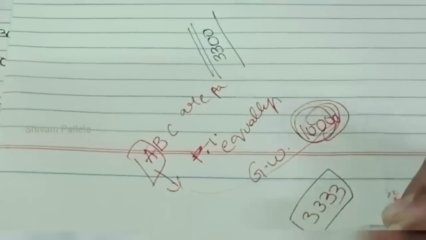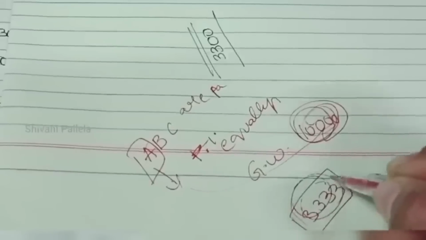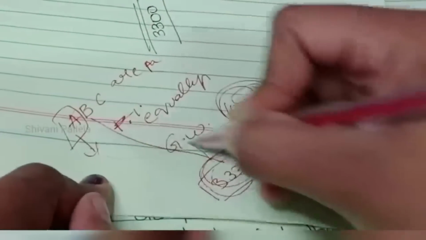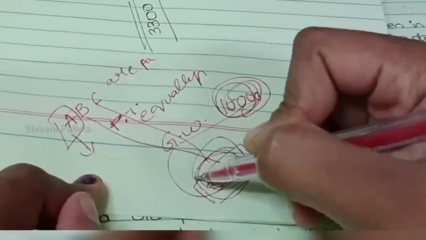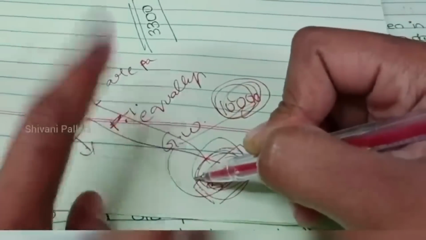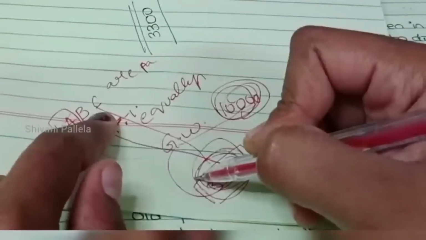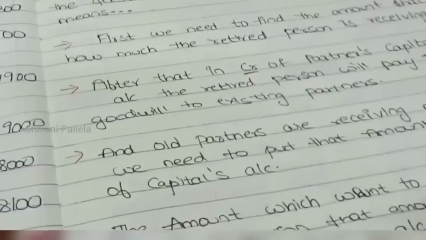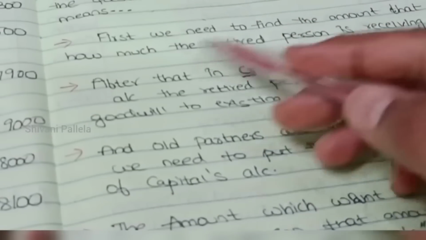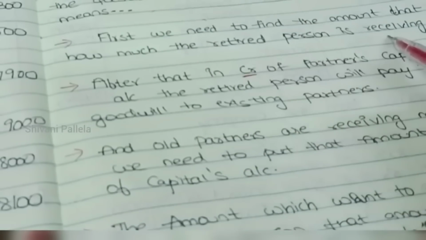3,333. This share, this amount, we need to share to the old partners. Only this amount we need to share to the old partners. That is the thing you are learning in this retirement; other than this, all is equal. First we need to find how much the retired person is receiving.